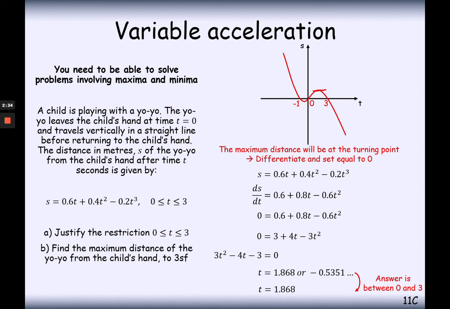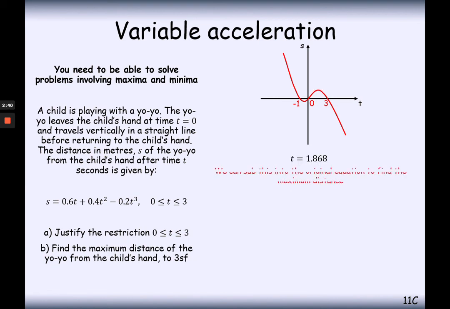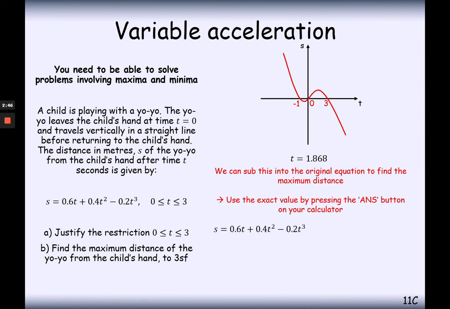Now we need to find out what that distance is. So we've got that value, that's a rounded value. So we want to keep that exact value. So use the answer button on your calculator and just sub that into your original displacement formula, and you'll get 1.21 meters for the maximum distance.